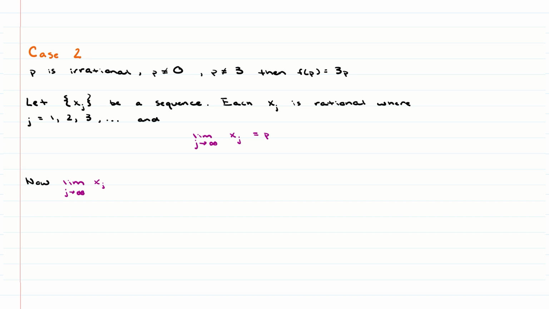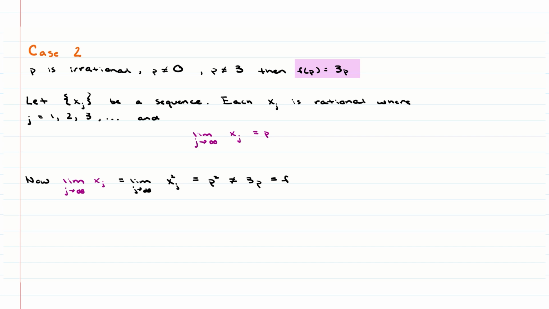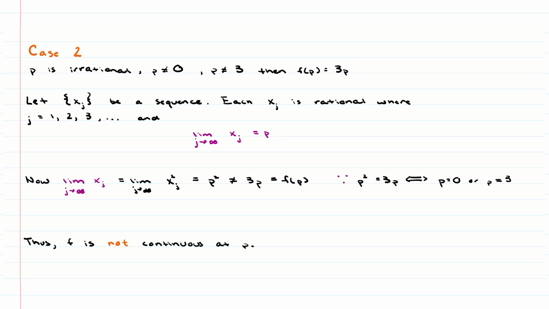Now the limit as j approaches infinity of f of x sub j equals the limit of x sub j squared, which equals p squared, which does not equal 3p. And 3p, of course, is f of p. Thus, we have proven that f is not continuous at p. And there you have it. We've proven that our function is discontinuous at x does not equal 0 and x does not equal 3.